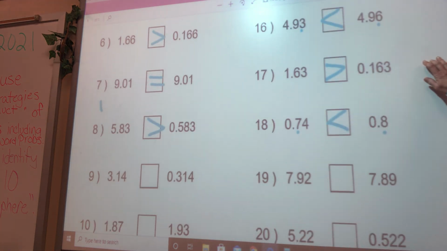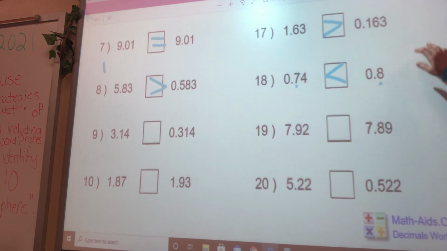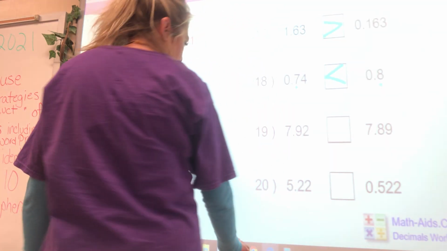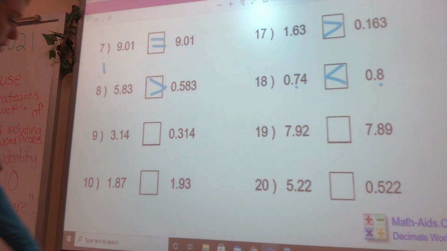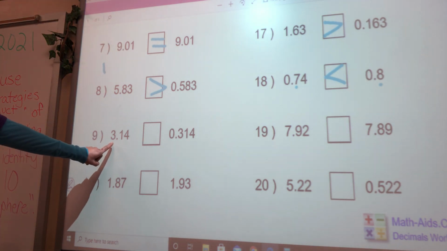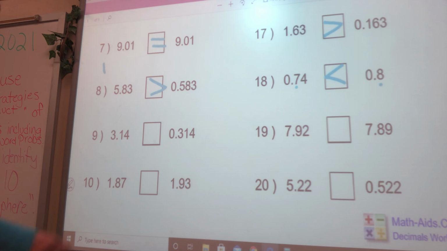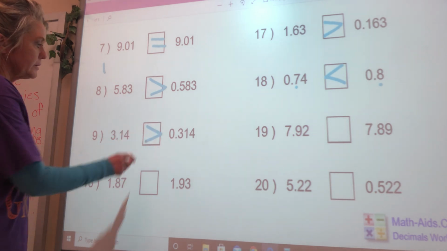All right. Move it on. All right. We look at our whole number spot. We have 3 whole ones, no whole ones. So this one is greater than this one.